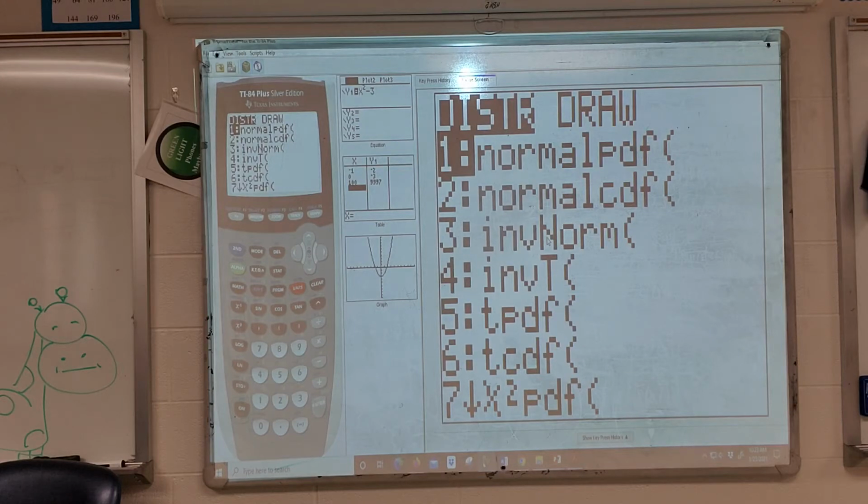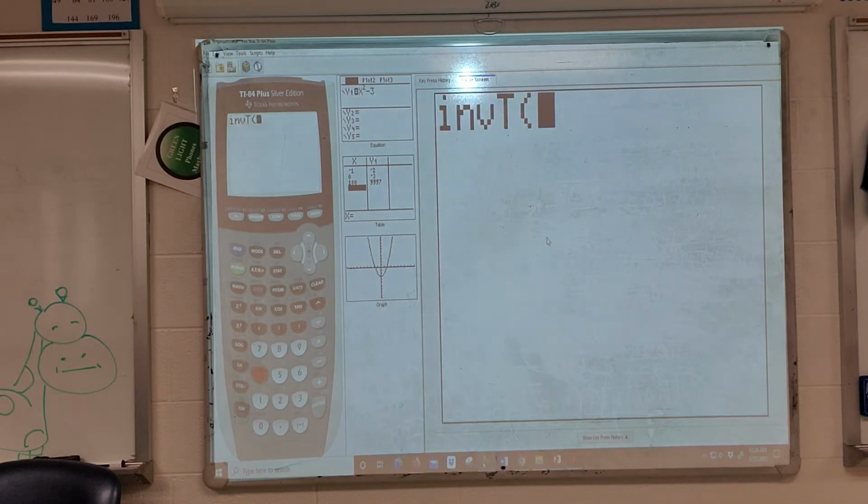Repeat the question. Okay. For z star, we used inverse norm, right? So for t star, guess what we're going to use? Inverse norm. No, inverse t. Oh, there's the t there. Inverse t, number 4. That's what I was thinking, but I didn't want to say it. Me too, I didn't want to look stupid.